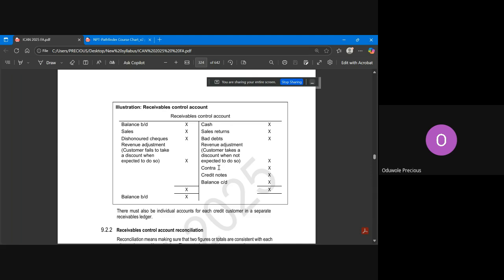Then you have contract settlements. Okay, let me just take the revenue adjustments first. This one is a revenue adjustment for a customer that takes a discount when not expected to do so. It's the opposite of this one, which is when the customer is expected to take it but did not. This one is when he is not expected to, but he did. Okay. Then this one is contract settlement.